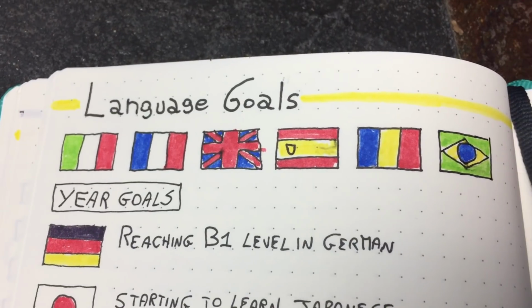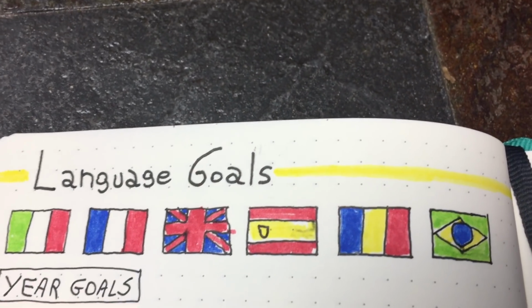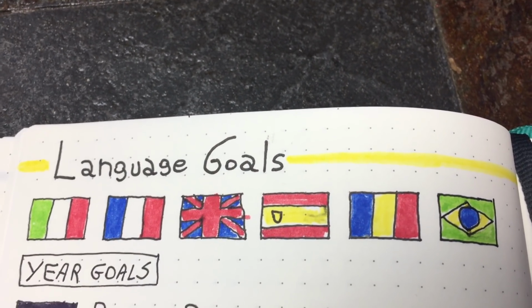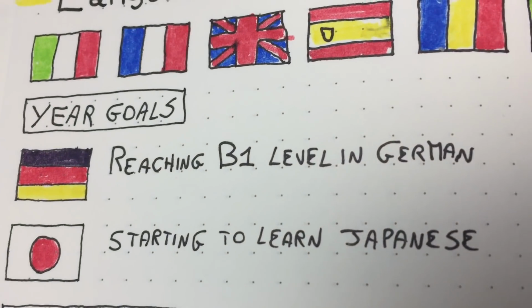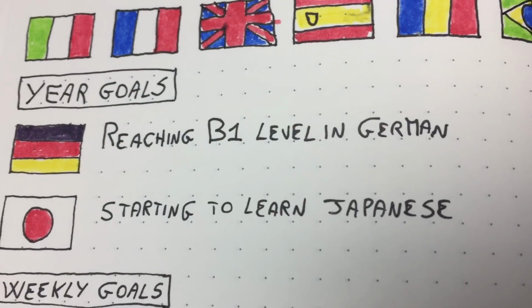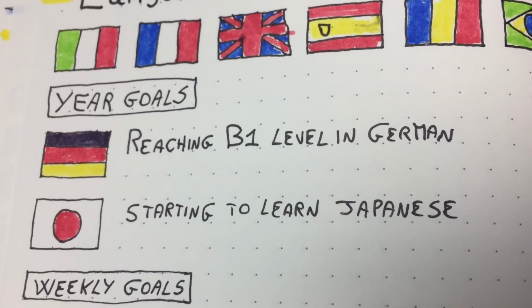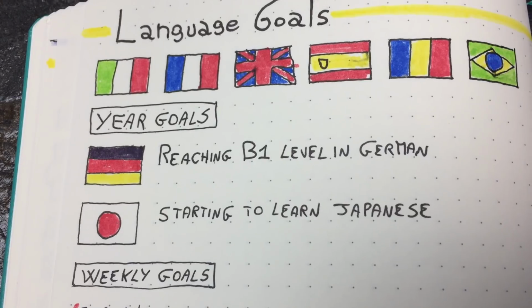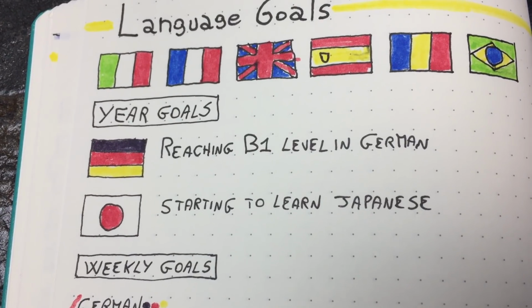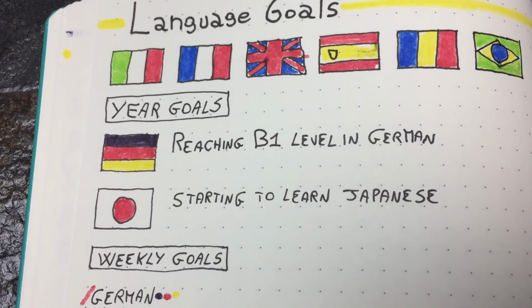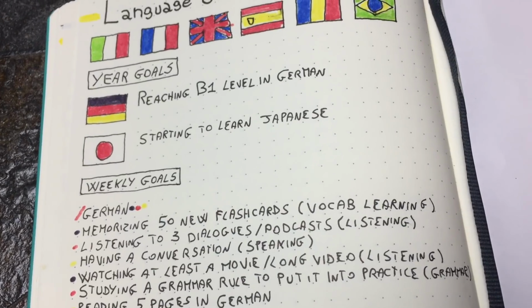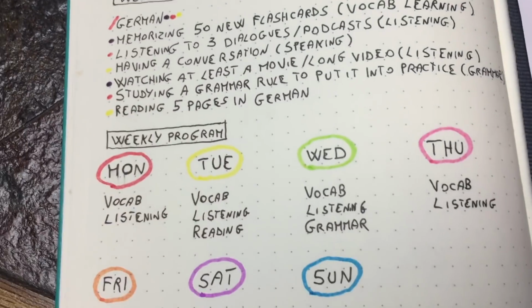To make it nicer and more visual, here I put the flags of the languages I already speak. Then, my language goals for this year. I'm improving my German, so I want to achieve a strong B1 level. Then, during the last quarter of the year, I'd like to start a new language, which will probably be Japanese. Then I have my weekly goals and my weekly program.